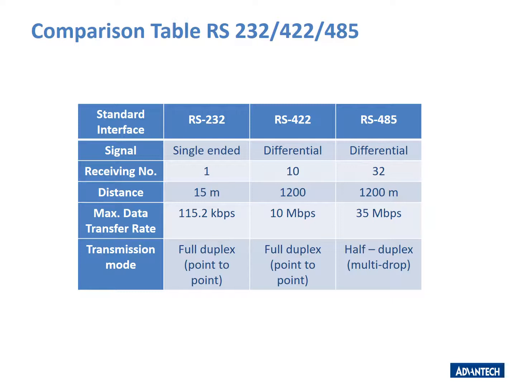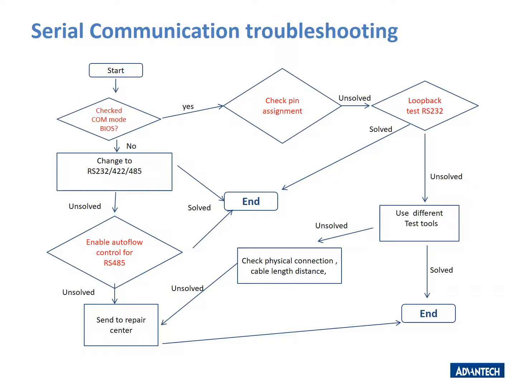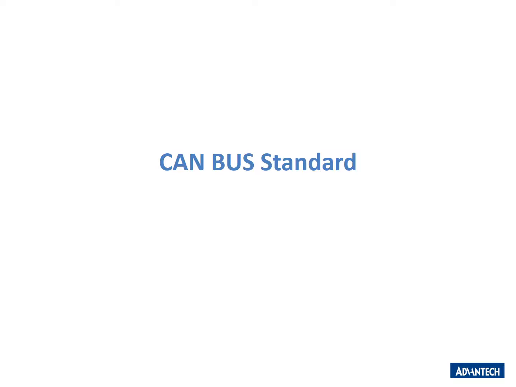35 megabits per second. This diagram is for your reference and can be useful in solving problems related to serial communication COM ports. It starts by suggesting you check the COM port mode settings, then check the right pin assignment, and finally test the loop back. Now, let's talk about another serial communication standard called CAN bus.